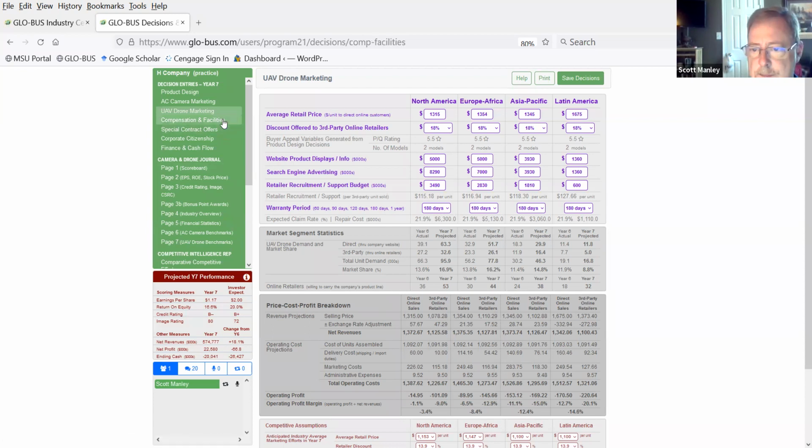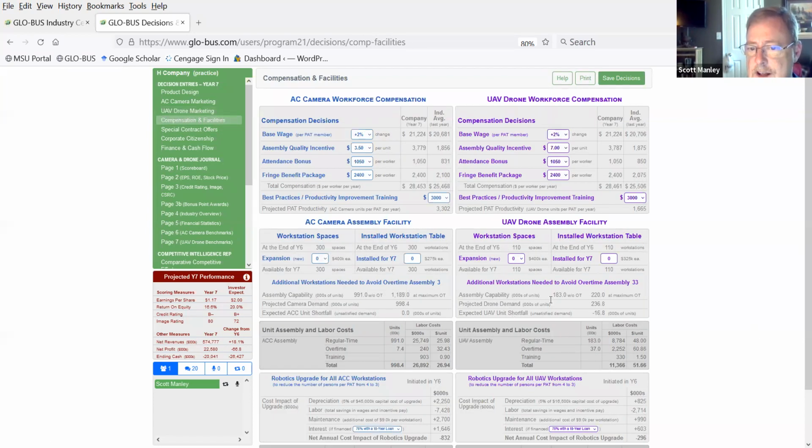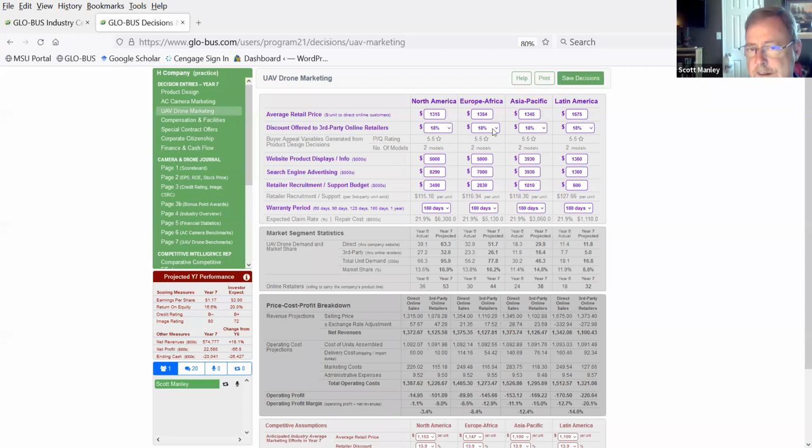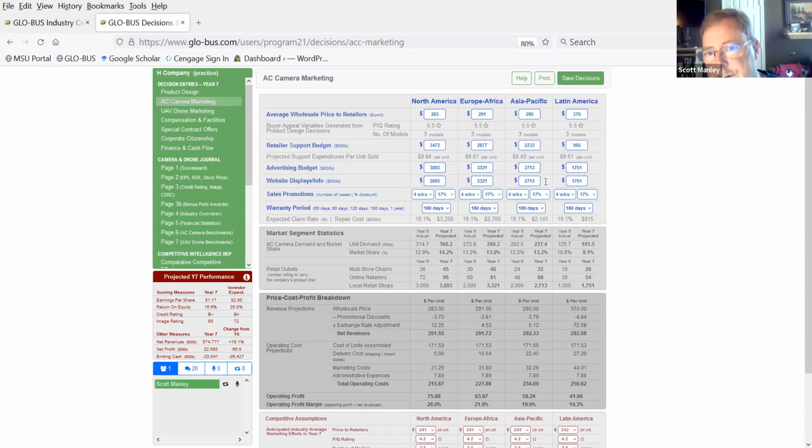I need to check compensation and facilities. And part of the problem that I'm going to have is that I'm actually having stockouts. I can't sell enough product. Now, another thing that you need to consider is when we set the average price, when I make my pricing adjustments, my average selling price may not be exactly where I want it to be. And certainly I may or may not be getting the premium.